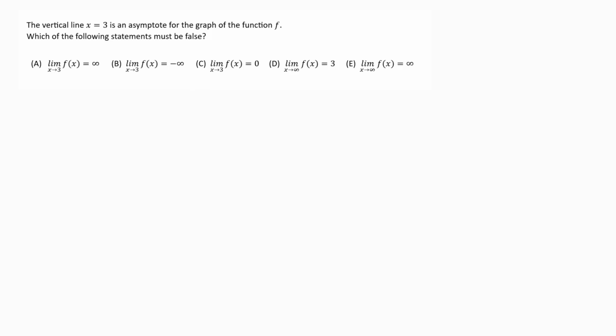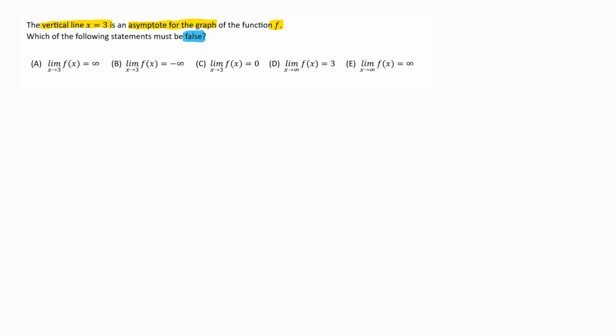This AP Calculus example is telling us that we've got a vertical line x equals 3, and they're telling us it's an asymptote for the graph of our function f right here. And they're asking us which of the following statements must be, and be careful on this one because sometimes they'll slide one of these in on you. Normally they ask which of the following statements must be true. This one is saying which of the following statements must be false. So basically 4 of these can be true, and one of them is absolutely 100% false.